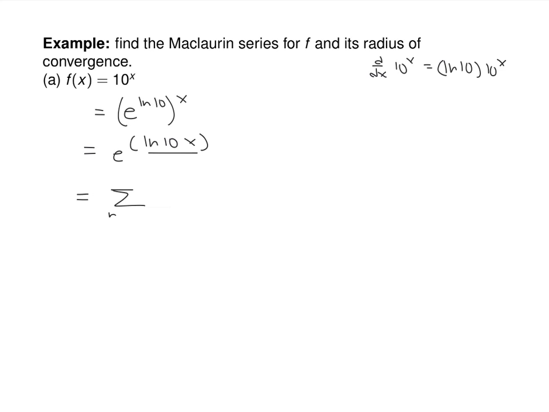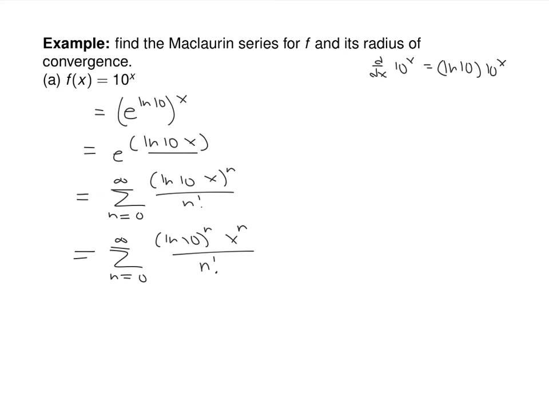This gives us a sum from n equals 0 to infinity, ln of 10 times x to the n over n factorial, which is the sum from n equals 0 to infinity, ln of 10 to the n, x to the n over n factorial.